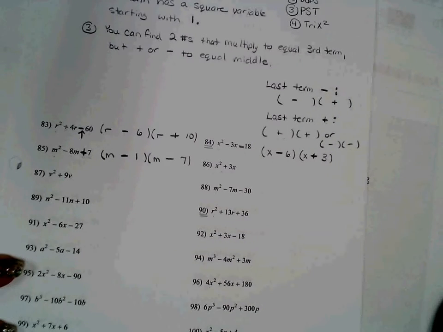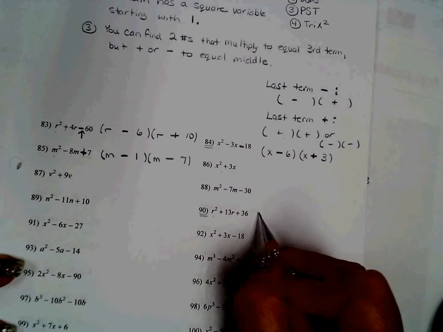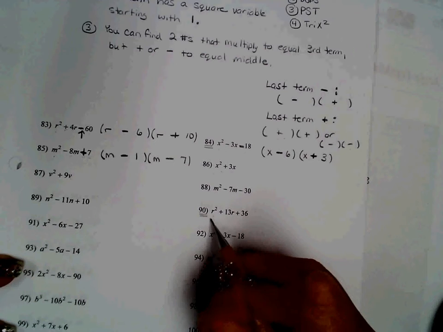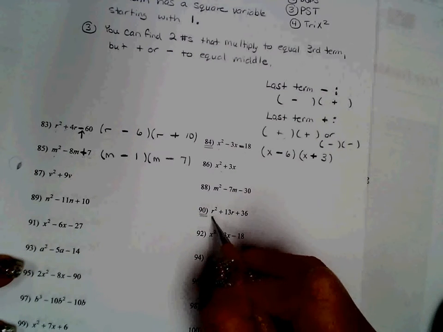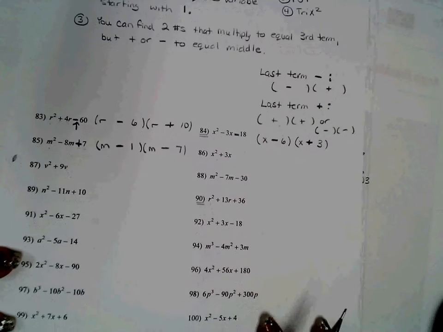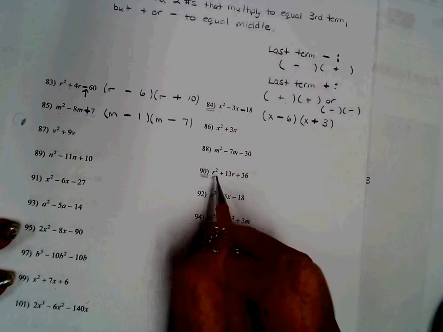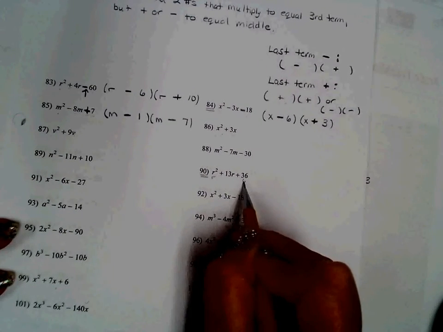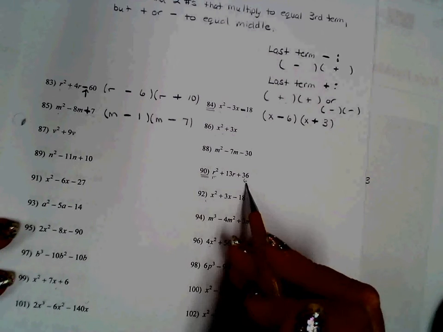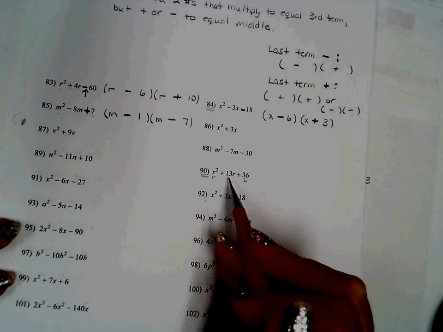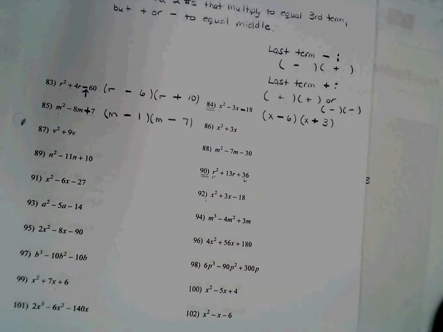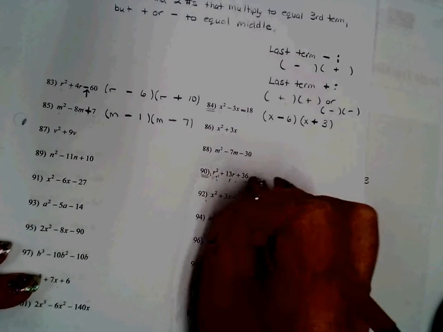Okay. Then I asked you to do 90. The reason I asked you to do 90 is some people think 90 is a PST. Is r squared a square? Yes. Is 36 a square? Yes. R times 6 is 6r. Doubled is 12r. And that one says 13r. So it cannot be a PST. It doesn't fit the criteria.